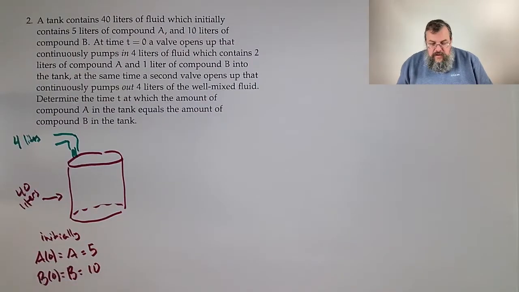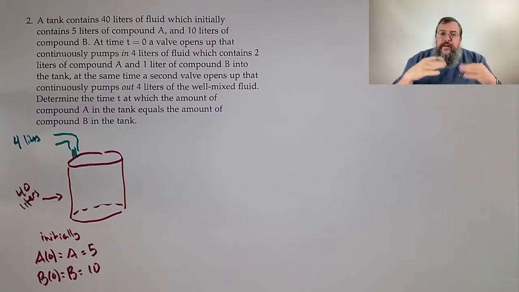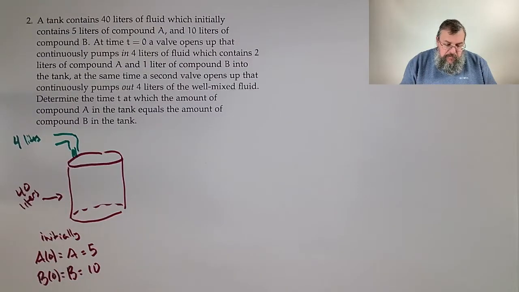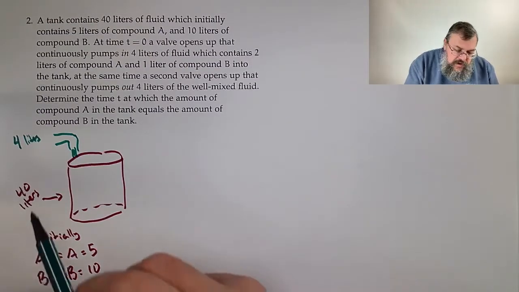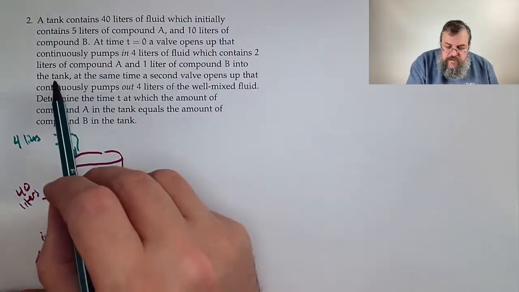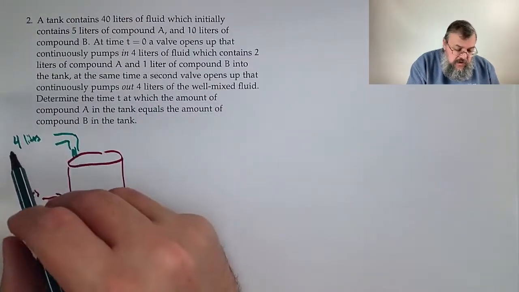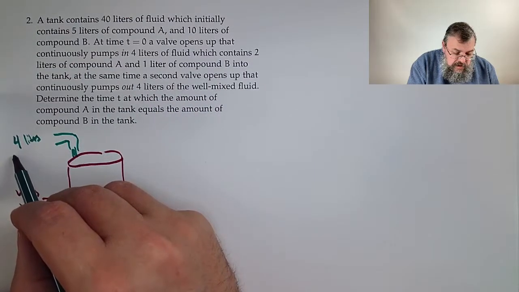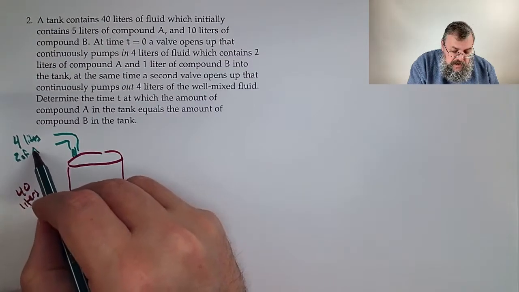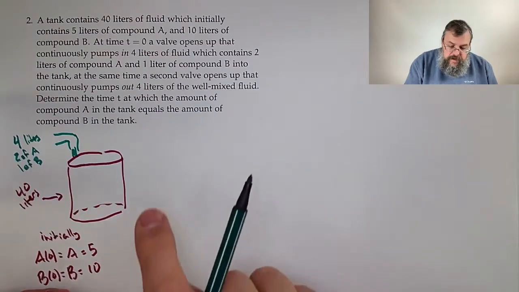And okay, that doesn't say 4 liters per minute, but whatever. We can think about whatever time units we want. Their total is 4 liters. But notice 2 of those liters are compound A, and 1 liter is compound B. So 2 of A and 1 of B. All right, good.